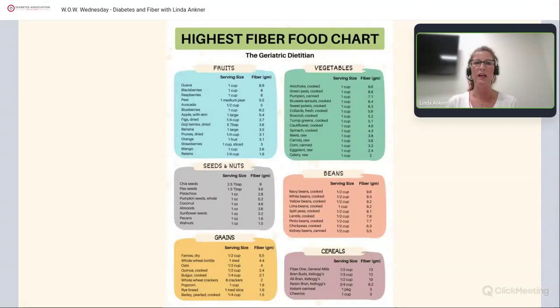So it may be easier to think about adding some of these foods into the foods that you're already eating, or adding them to the meals that you're creating already, instead of thinking about just eating these types of foods.